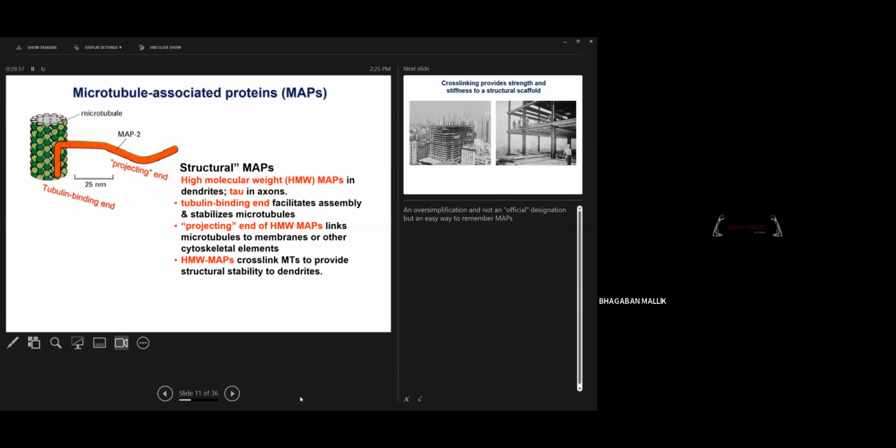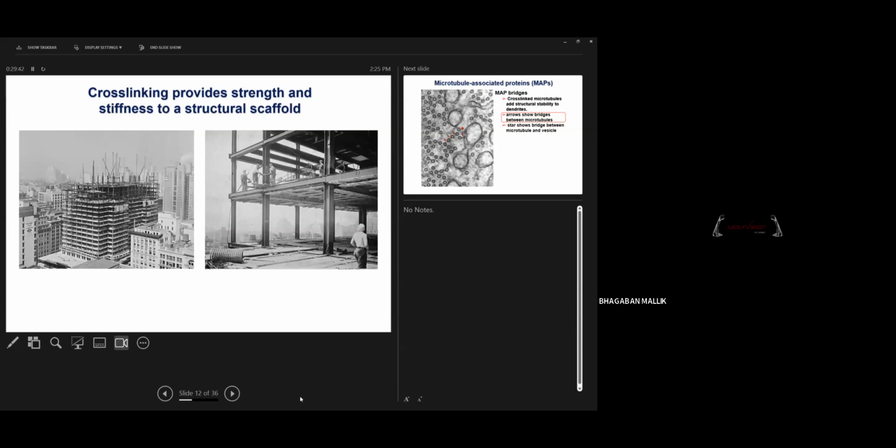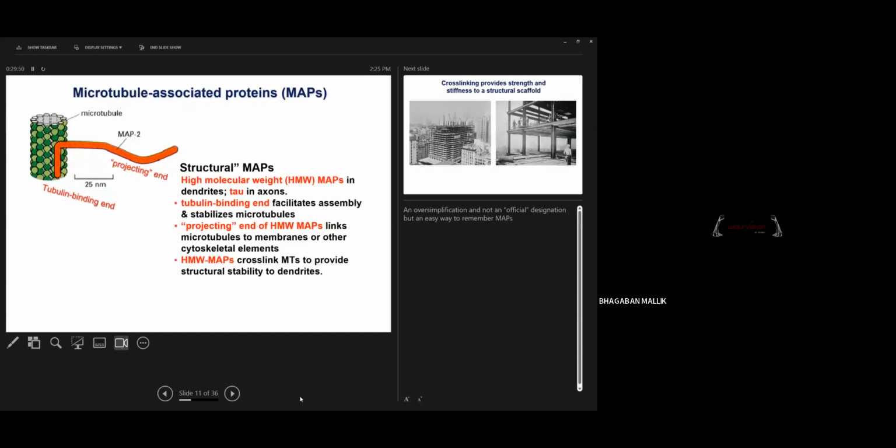It is like a building where you have pillars that are cross-linking and providing mechanical support. That's why you have stability in the building. The same thing happens in the neuronal cells: the microtubule provides stability to the axon, the cell body, and dendrites. So one end is binding to the tubulin subunits, and the other end is binding either to another microtubule or any other structure.